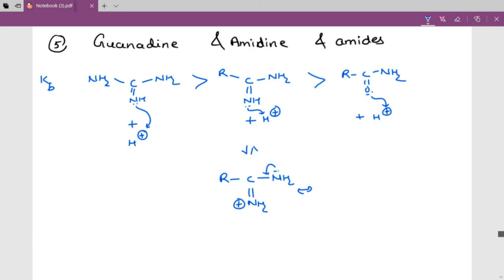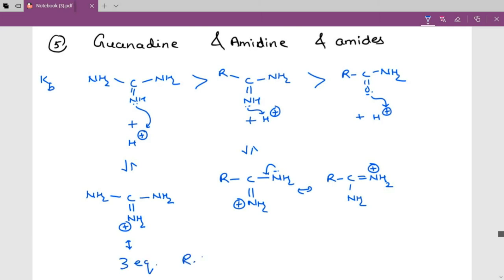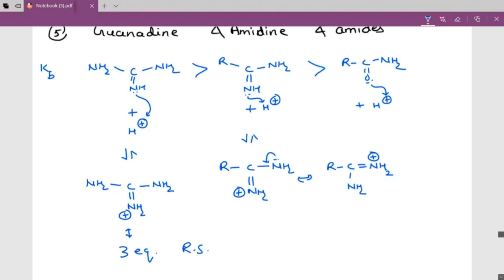Okay, you can compare it with RCO minus type stability. Whereas when you form this, then you will have three equivalent resonating structures. So guanidines are very strong bases, unexpectedly strong organic bases.